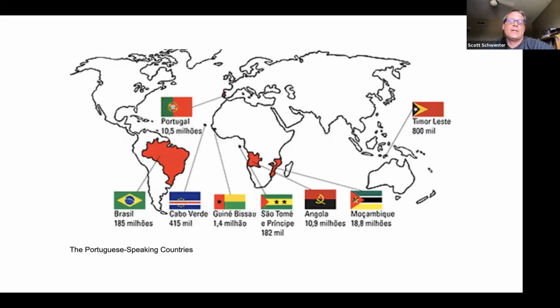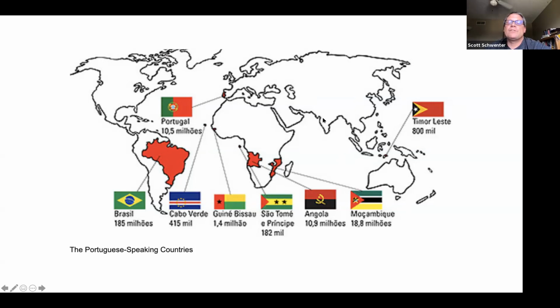Okay, so let's talk about Portuguese. So here are the Portuguese speaking countries, or at least the normally recognized ones. With their populations, though, I know at least for Brazil, this is low. It's really about 210 million now. The others I'm not as sure about, but here they are. These are their names in Portuguese. So Portugal, Brazil, Cabo Verde, Guinea-Bissau, São Tomé e Príncipe, Angola, Mozambique, and Timor-Leste, which is East Timor in English.